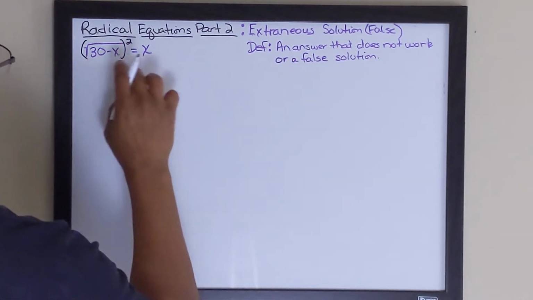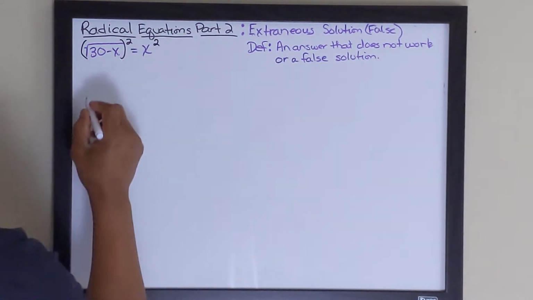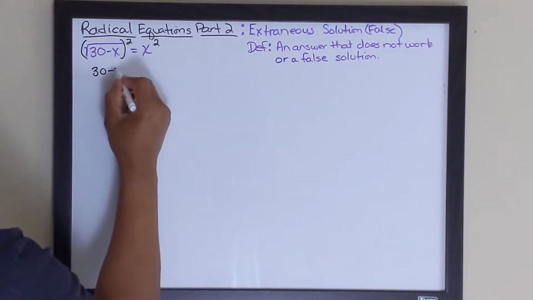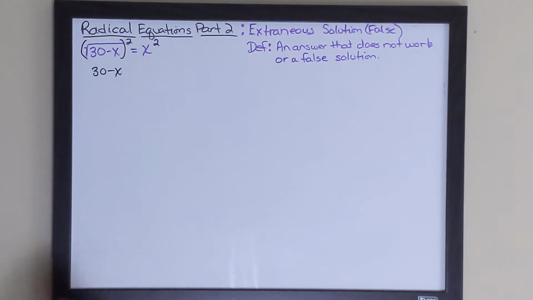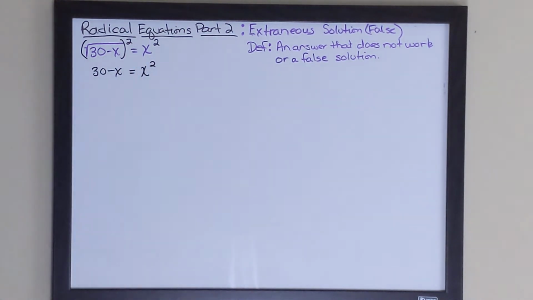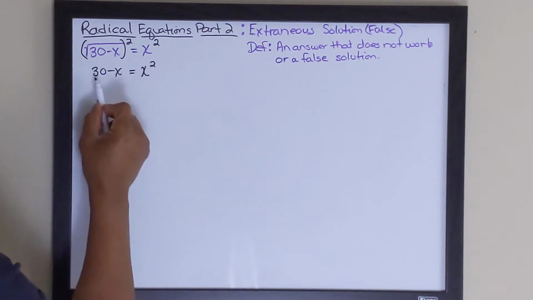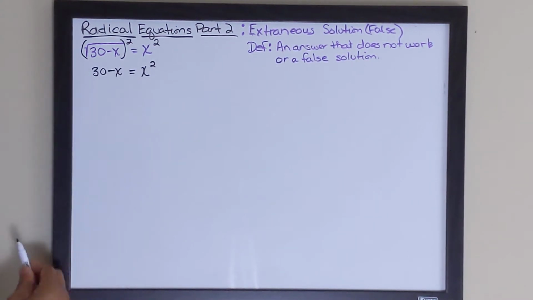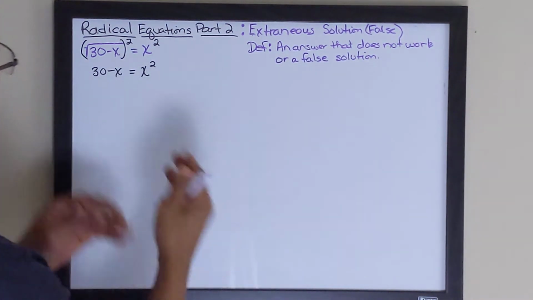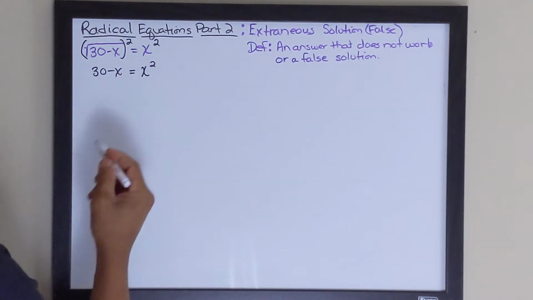But whatever I do on this side, I must do on this side. So what I'm left with on the left hand side is 30 minus x, because that's what's under the radical. And on the right hand side, I'm left with x squared. Now if you look at this, you're like, how in the world do I keep solving this? Well, you have no like terms, so probably the best thing to do is move all of the terms to one side and set one side equal to 0. And that's what I'm going to do.